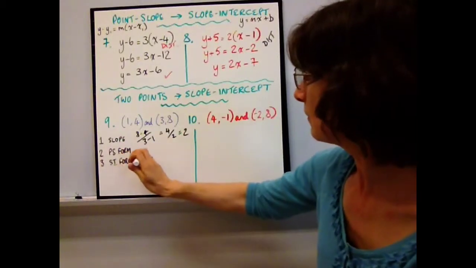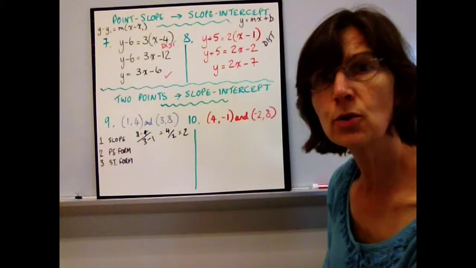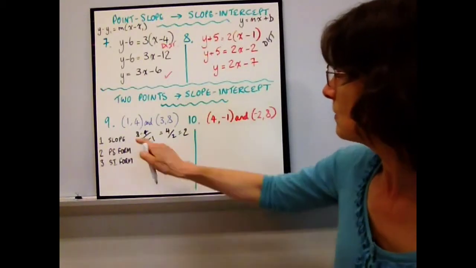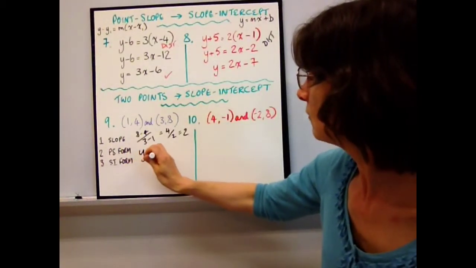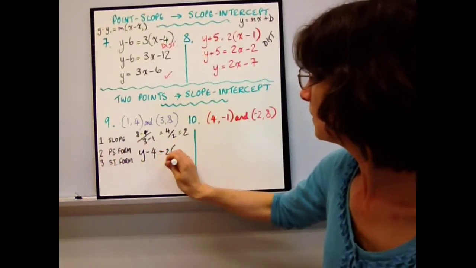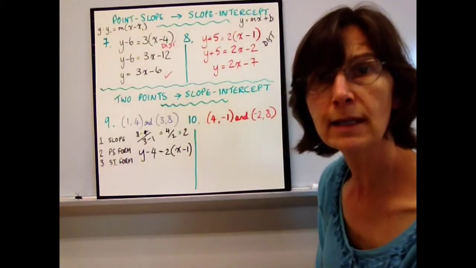So I'm going to set up my point-slope form. You only need 1 point, and it doesn't matter which point you use out of the 2 that you've got. So I'm just going to use, maybe I'll use this one, looks kind of straightforward. So y minus 4 equals slope of 2 multiplied with quantity x minus 1. So just plugging it in.